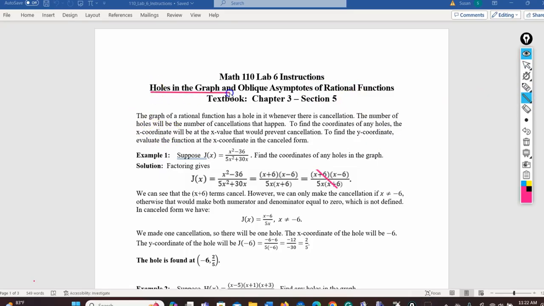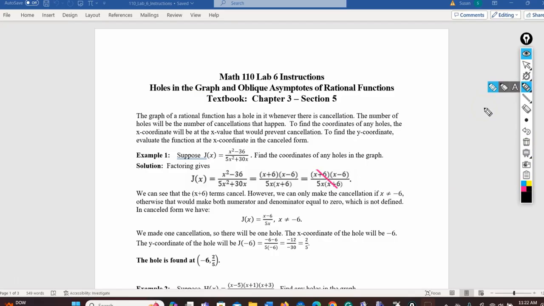So if we start out with holes in the graph, then the graph of a rational function will have a hole in it whenever there is cancellation. And the number of cancellations you make will be how many holes you get. And to find the coordinates of a hole, the x coordinate will be the x value that would prevent the cancellation. So that doesn't read very well, so let's just jump right in with an example.